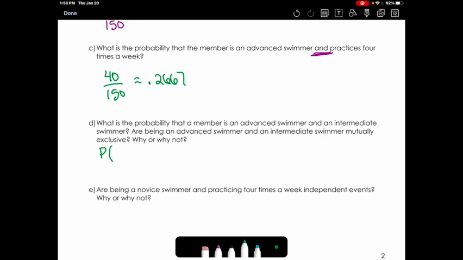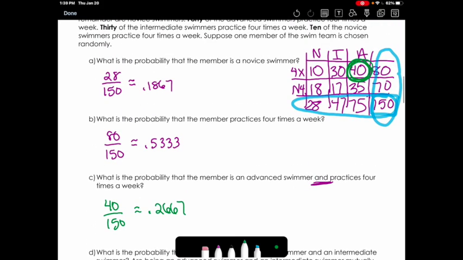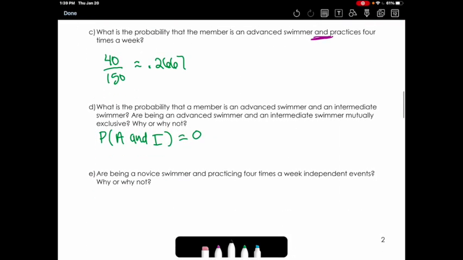Okay, now part D says, what is the probability that a member is an advanced swimmer and an intermediate swimmer? So the probability that a person is advanced and intermediate is going to be 0. They're in one column or the other, right? Here's all the intermediate people and here's all the advanced people. There's not going to be any overlap where they could be both at the same time. And because the probability of being advanced and intermediate is equal to 0, then we know that these two events, A and I, are mutually exclusive.